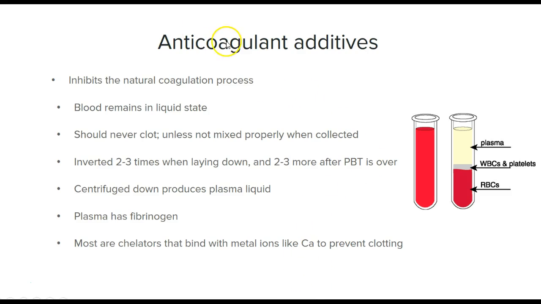The anticoagulant tubes have anticoagulants in them, and they keep the blood from clotting, so they never clot unless they're not mixed properly. Whenever the specimen is collected, they have to be mixed. You centrifuge down the red cells, and this part up here has the fibrinogen in it, and it's called plasma. Most are chelators that bind to ions like calcium that keep it from clotting.